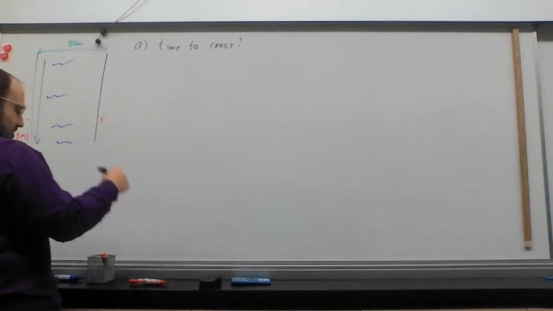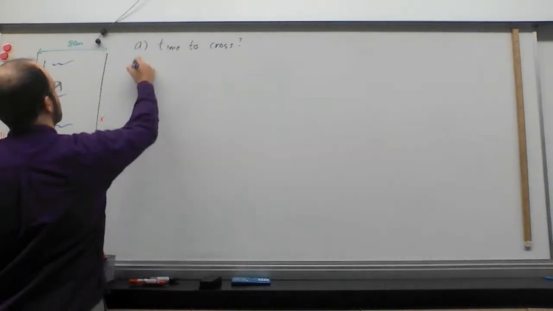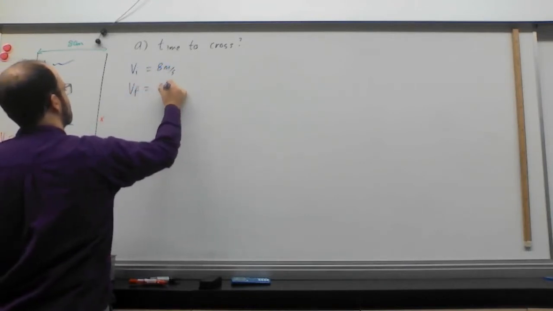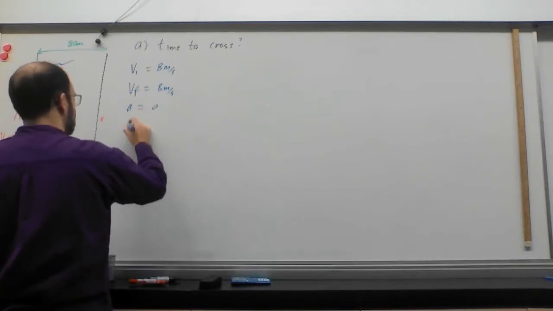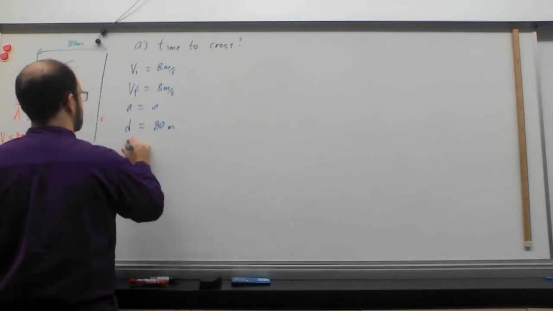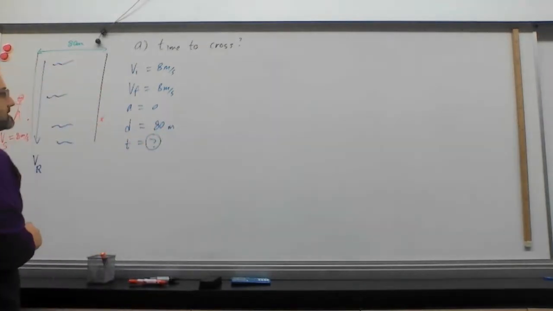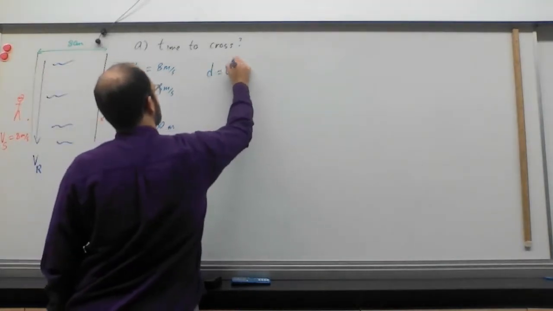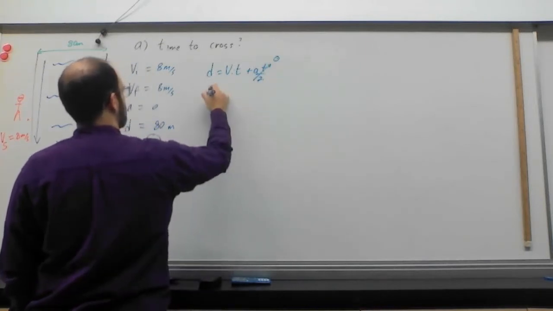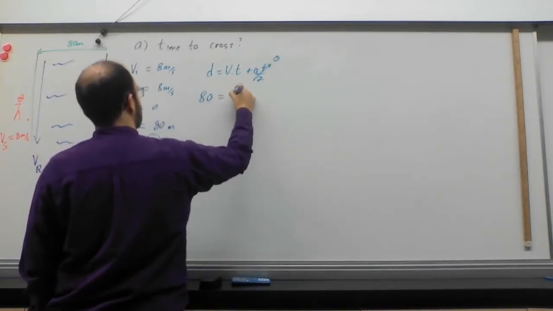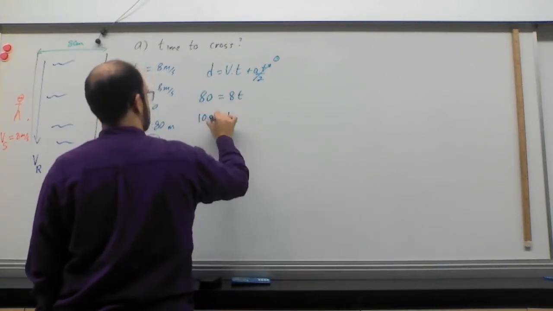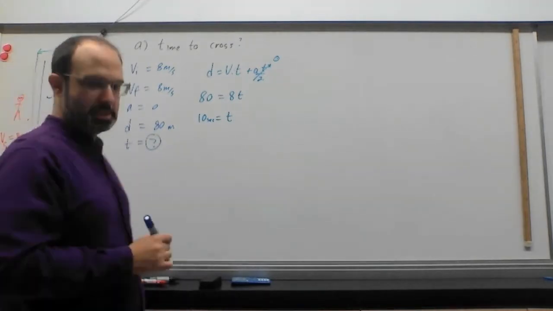So, okay, fine. Let's do this. The velocity initial is going to be 8 meters per second. The velocity final is still 8 meters per second. Acceleration is 0. The displacement is 80 meters, and the time is what we are looking for. So my equation, d equals v_i t plus a t squared over 2. This goes to 0. The distance, or the displacement, is 80. My speed is 8. Time will be 10 seconds. Okay, that seems reasonable.